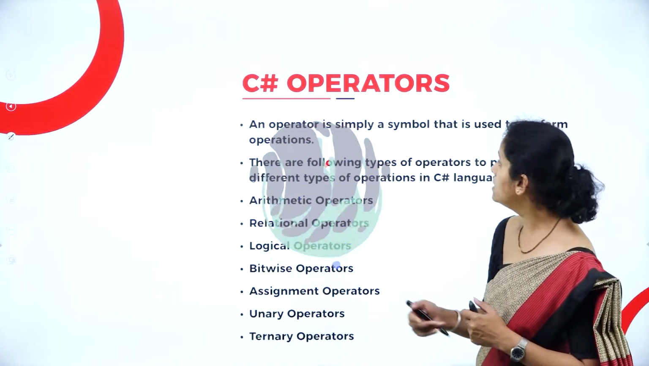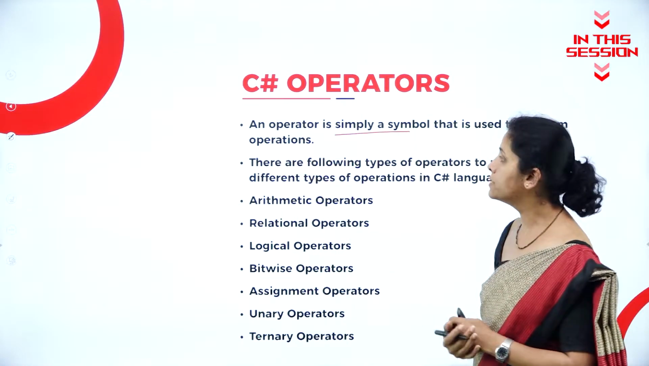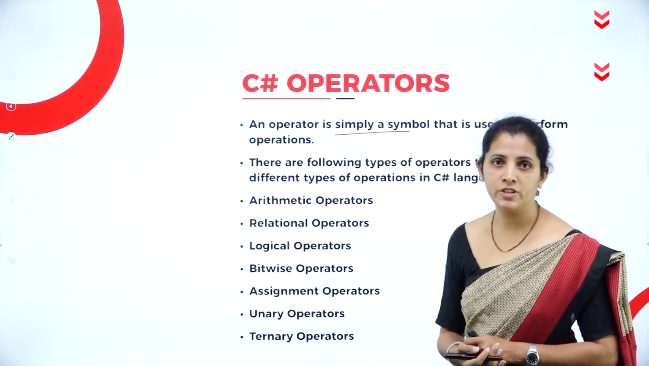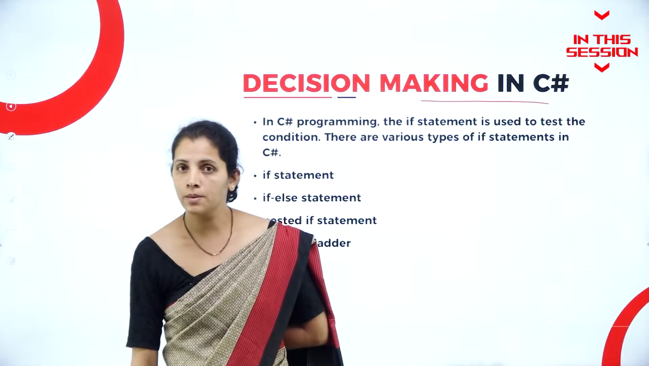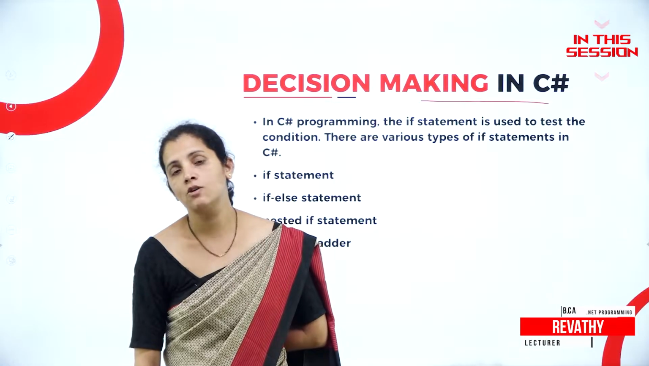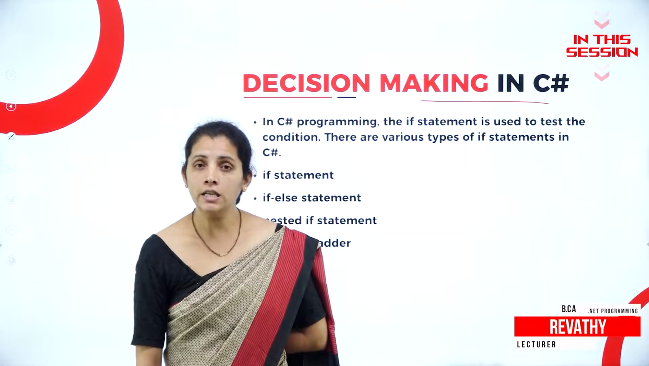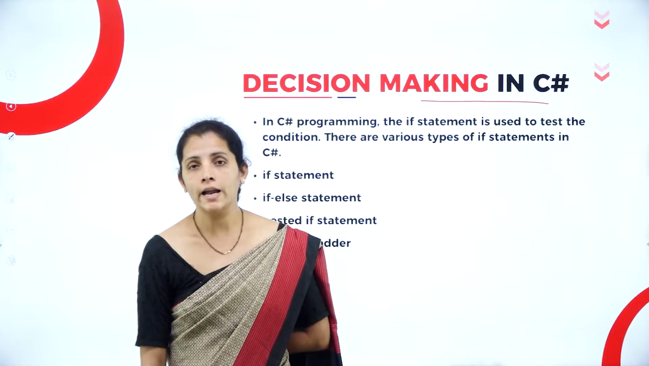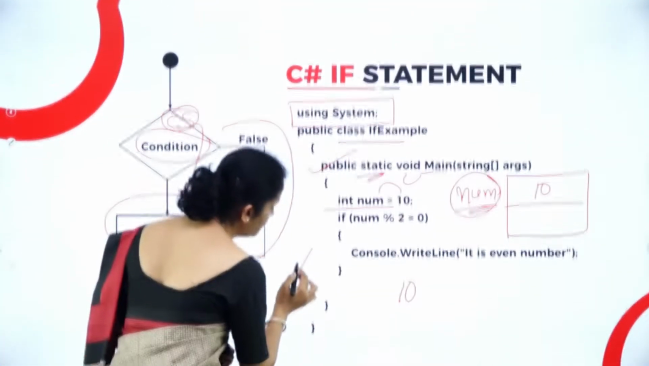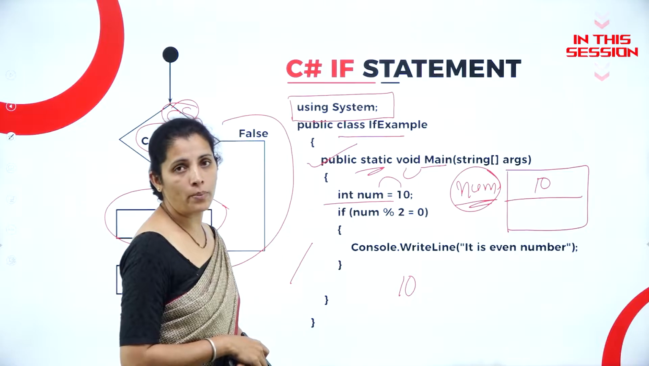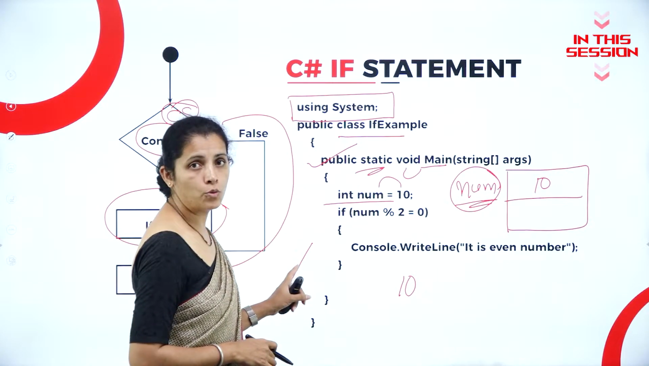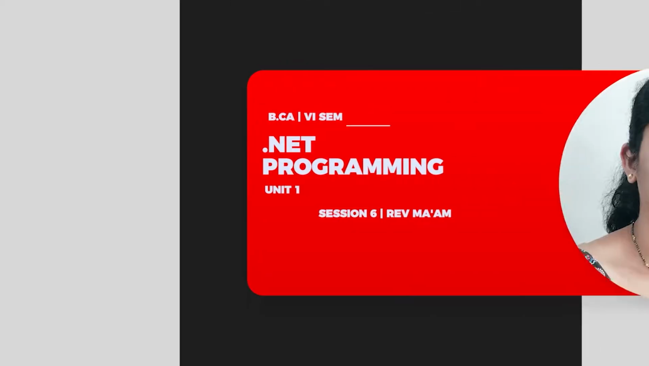An operator is simply a symbol that is used to perform some operation. If I consider a C program or C++ or Java, we discussed selection statements, along with that iteration statements. If I use the division operator, then I'm going to get the output quotient.